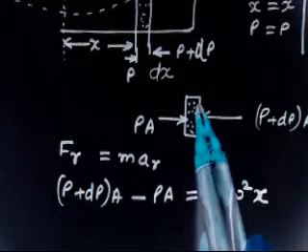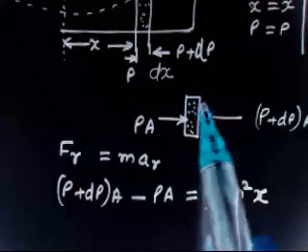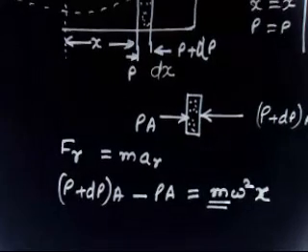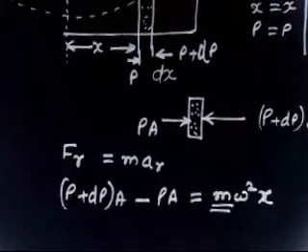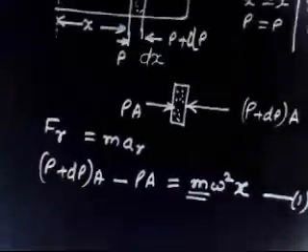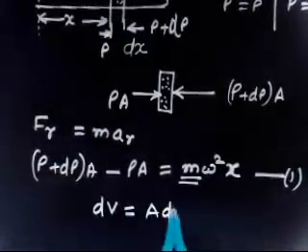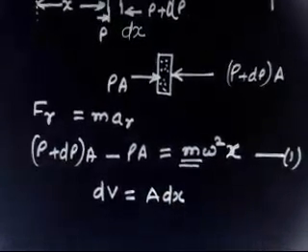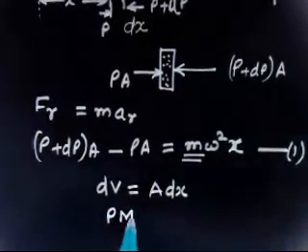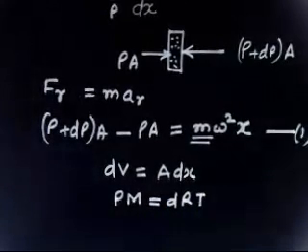Let us say this area is A and this is dx, so the volume is A into dx. Let us skip this equation as it is. Now a small volume will be A into dx. I have to find mass. Now I can apply PM is equal to dRT.